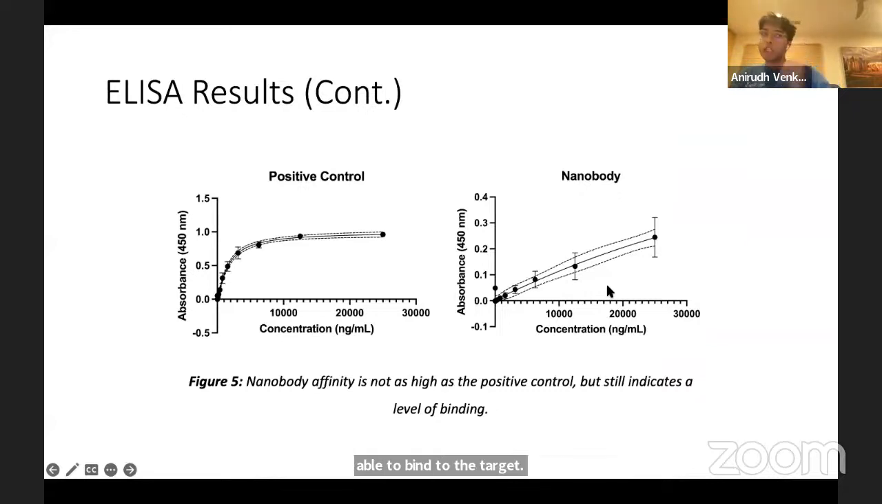So this is just a quantification of the ELISA results. Absorbance is the same thing as the fluorescence. The positive control exhibits a nice smooth curve, although the nanobody is a decent amount worse, but it still indicates a level of binding, given the fact that it produced a level of absorbance that is necessary to indicate binding.